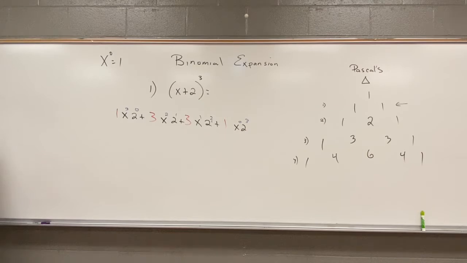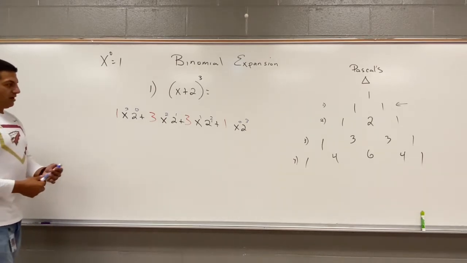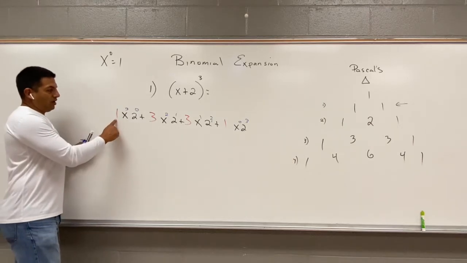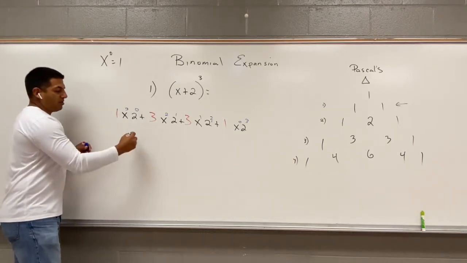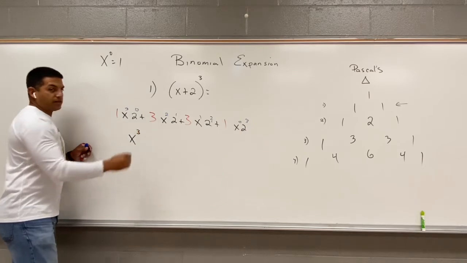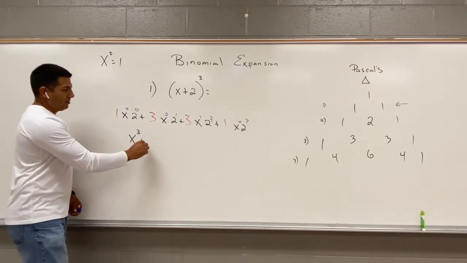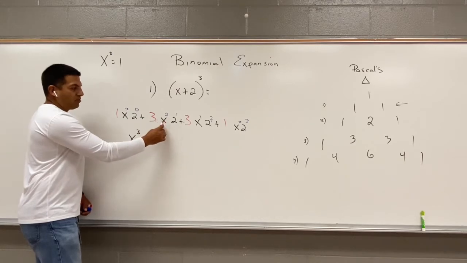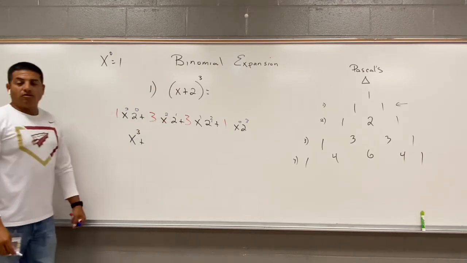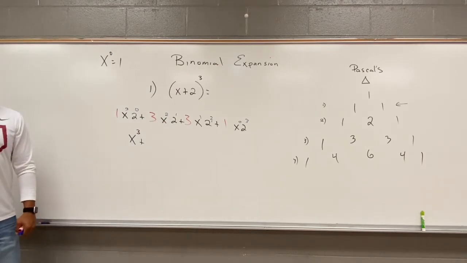So now the only difference is instead of an A, we have an X. Instead of a B, we have an actual number that we can square and raise the powers. So let's look at how that changes this. 1 times 1 times x to the third power is x to the third power. Plus 3 times x squared times 2. How can I simplify that down to one thing?